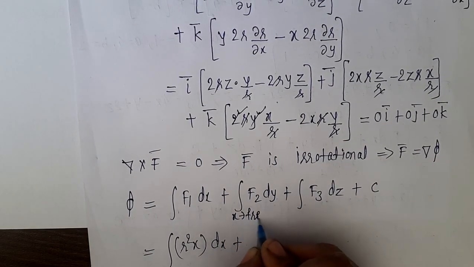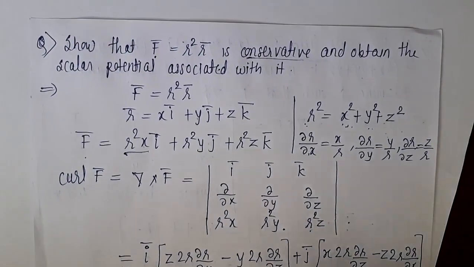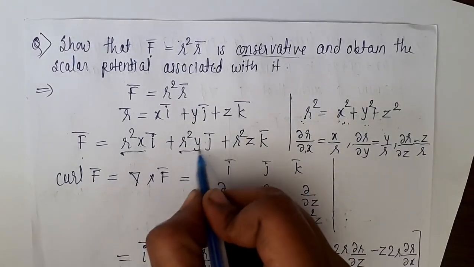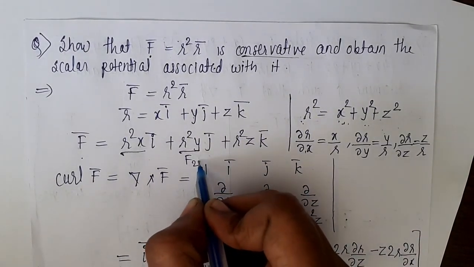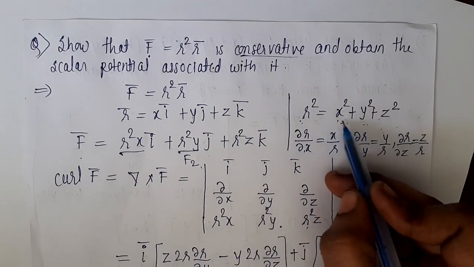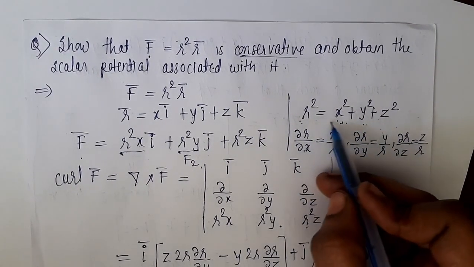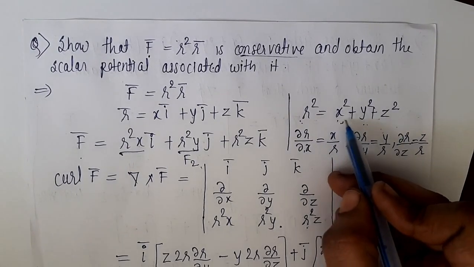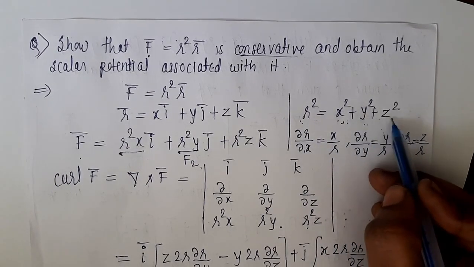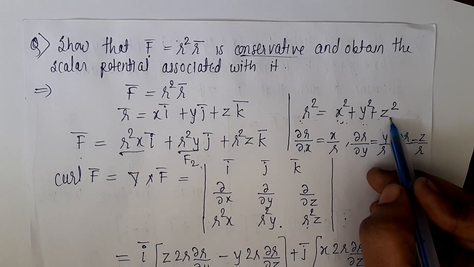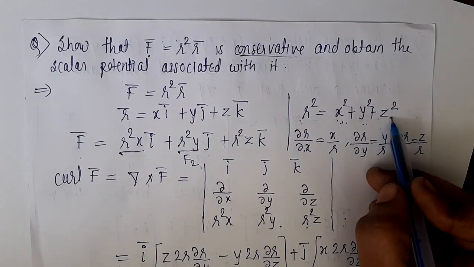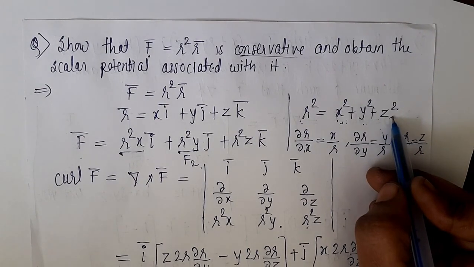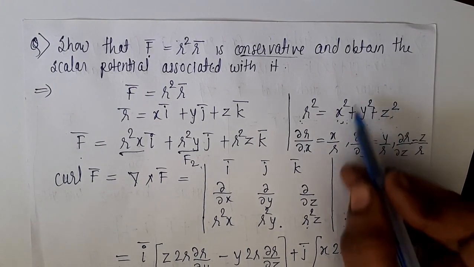Is it free from x? See here, f2 is r square into y, but what is r square? x square plus y square plus z square. So if we multiply this whole term by y, it is yx square plus y cube plus y into z square. So what is f2 dy? It must be free from x. So which terms can we write here?